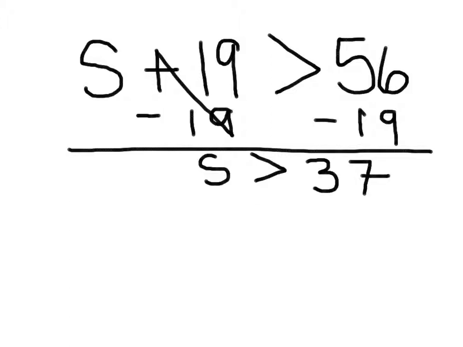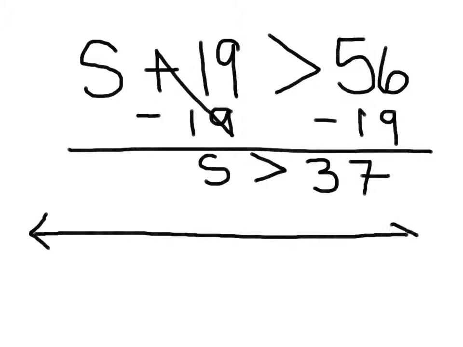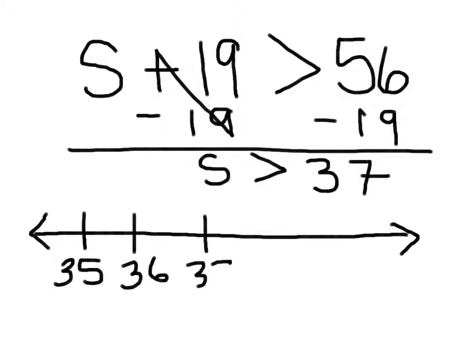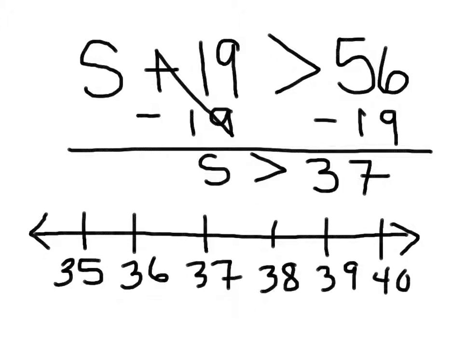Now this one says graph it on a number line. So we draw ourselves a number line, and we can start anywhere on a number line. We could say let's start at 35. Then we have 36, then 37, then 38, then 39, and 40. With the arrows on the ends, it goes on into infinity in each direction. Now, this is greater than 37.